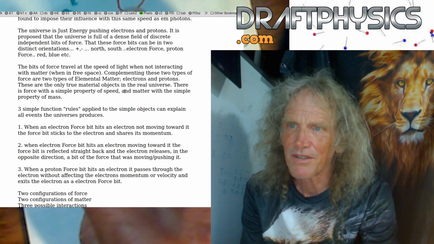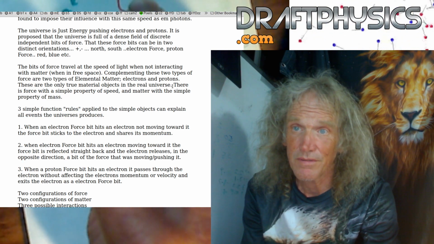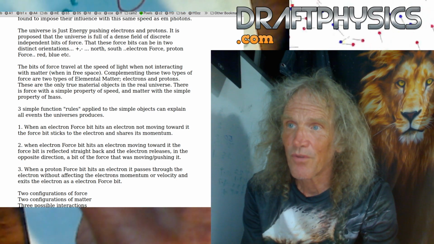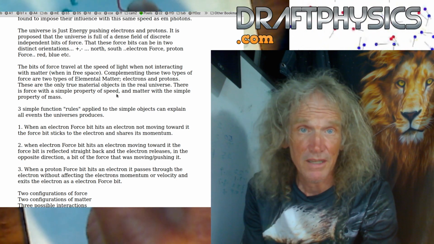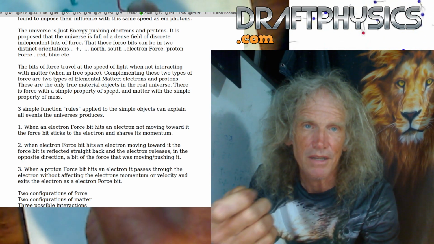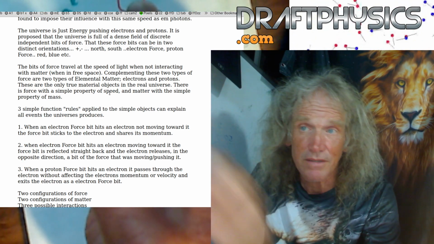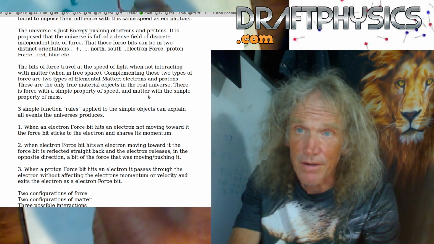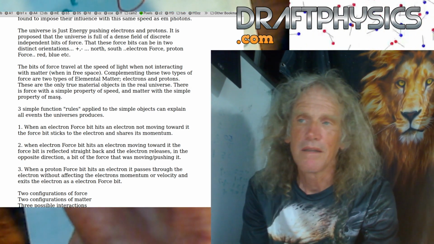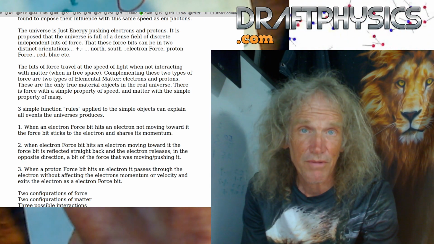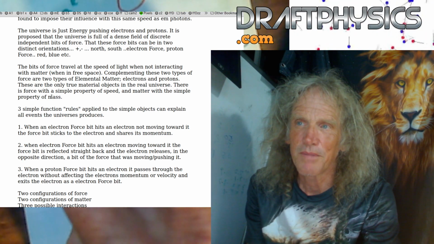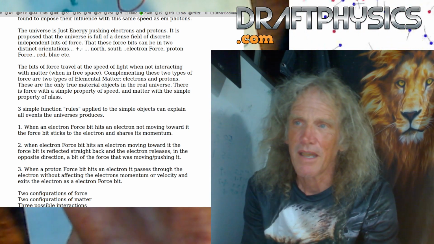These are the only true material objects in the real universe. So they're it. There is force with the simple property of speed. The little force bits have the interesting property of going really fast. And the matter has the simple property of having mass. It's a blob to be pushed around. And that's all there is. So the force provides the speed, the matter provides the mass.